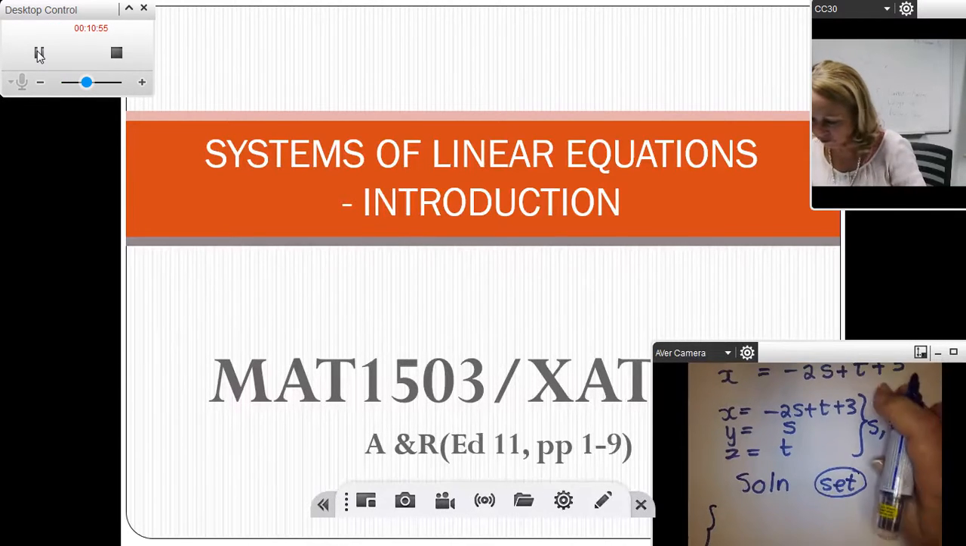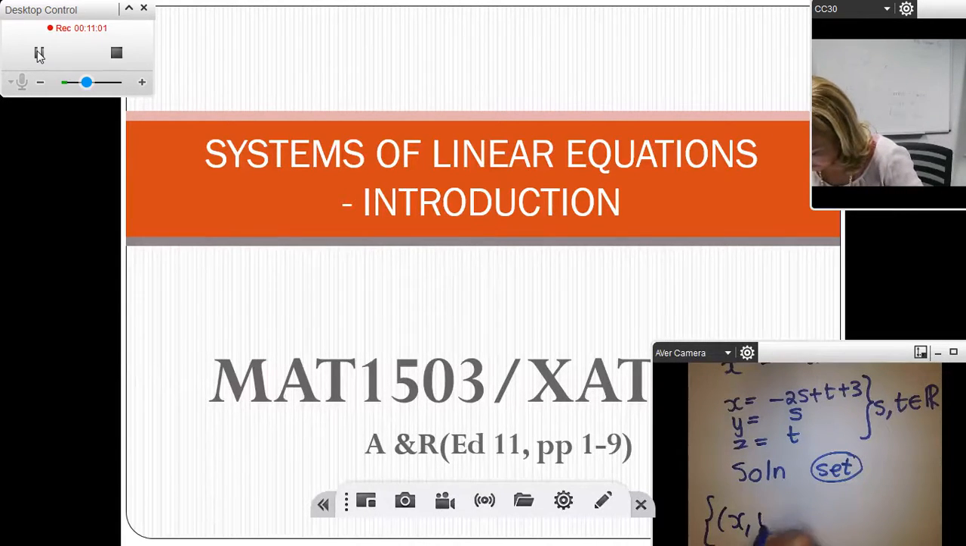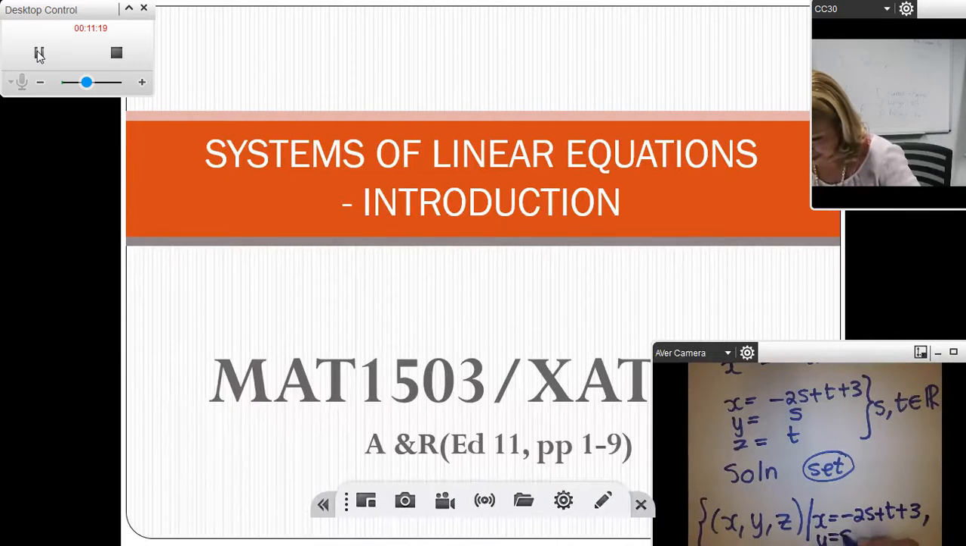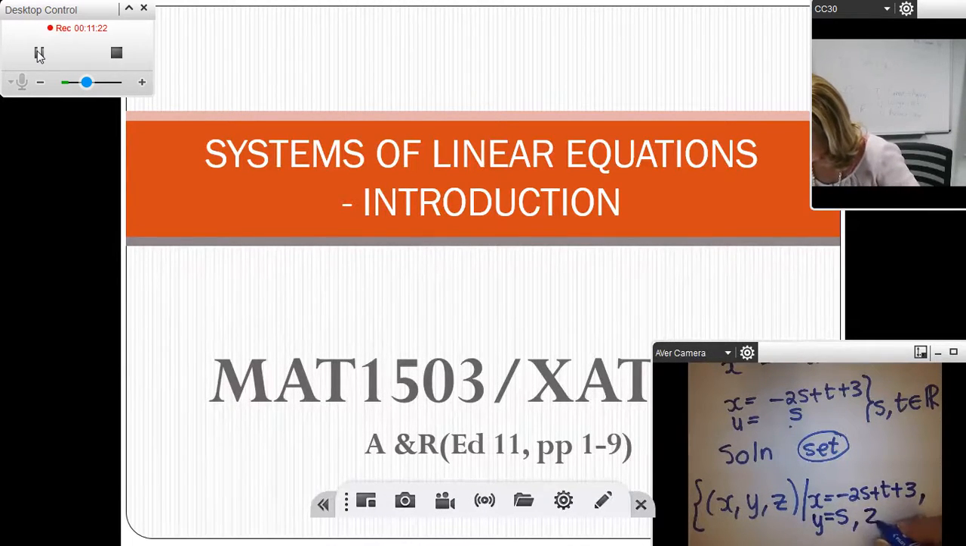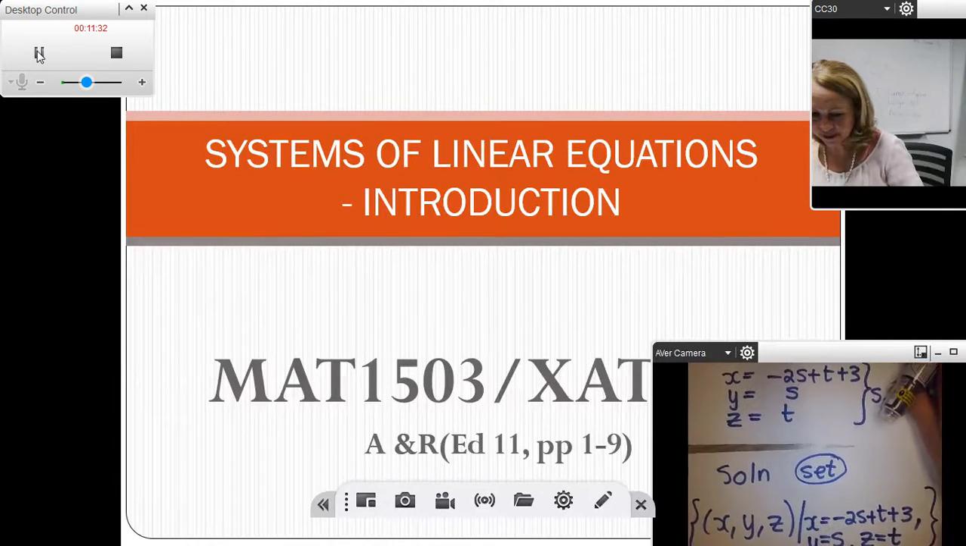Open up a set of brackets, which is what we use for sets. We've got 3 variables, so it's an element of R3, so it's a set of all solutions of the form x, y, z, such that x is equal to minus 2s plus t plus 3, y is equal to s, and z is equal to t. And there we have a solution set, and we can close our curly brackets. All right, so there's your difference then.